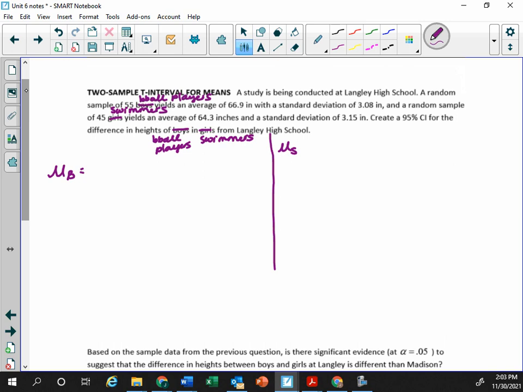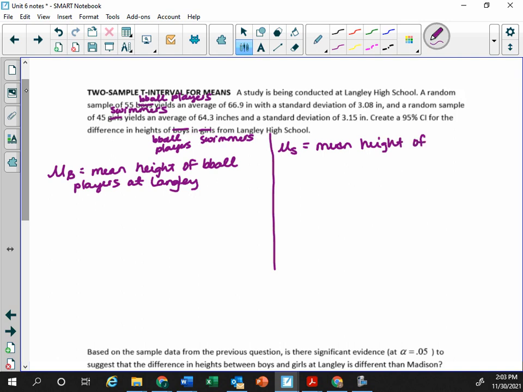All right, so mu sub b this time we know is the mean height, or the true mean height, of basketball players at Langley. And then mu sub s is the mean, true mean height of Langley swimmers.